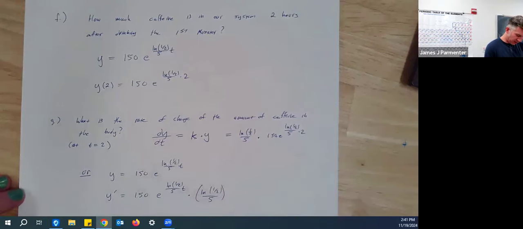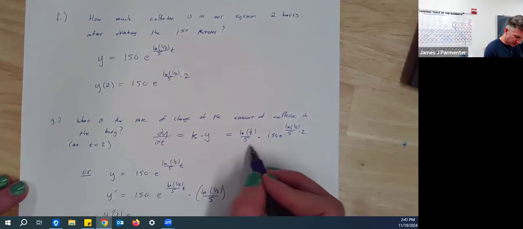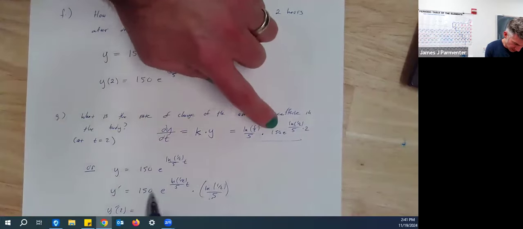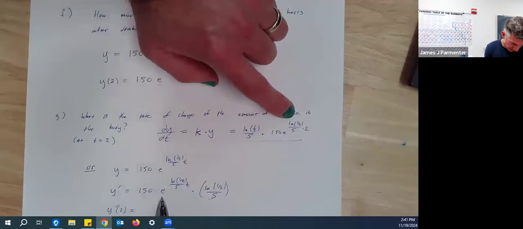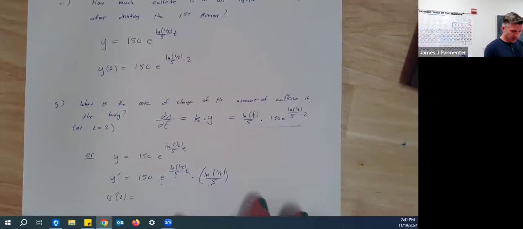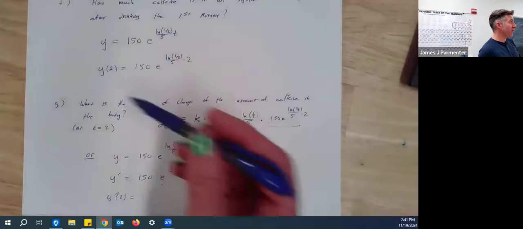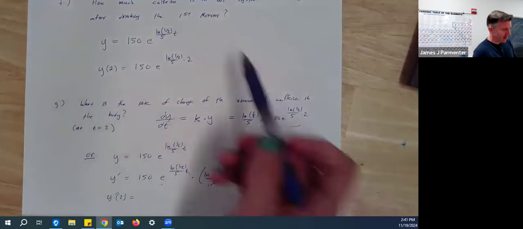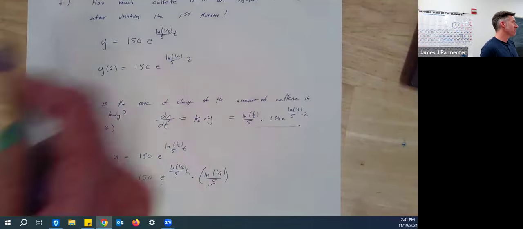And then you can see that if we plug in 2, we're exactly going to get the same thing we got right here. Our natural log of 1/2 over 5 times 150 times e to the natural log of 1/2 over 5 times 2. Same thing. So in my opinion, when they ask you this question about what is the rate of change at a particular moment, and they've already asked you how much stuff you have at the same moment, they really mean for you just to take the thing you found here and multiply it by your K.